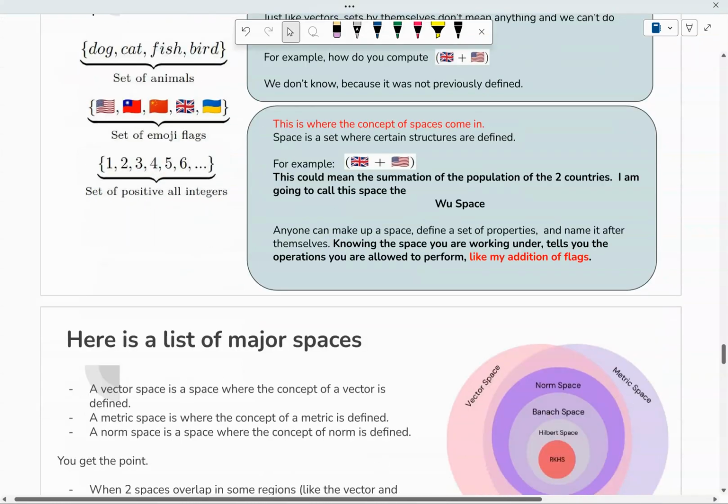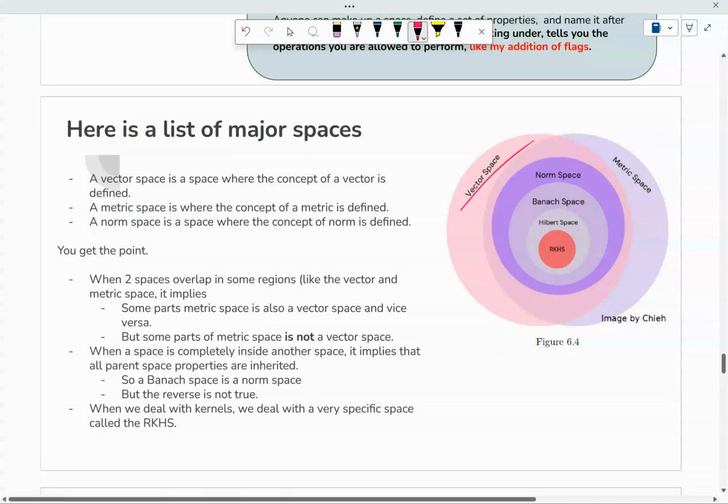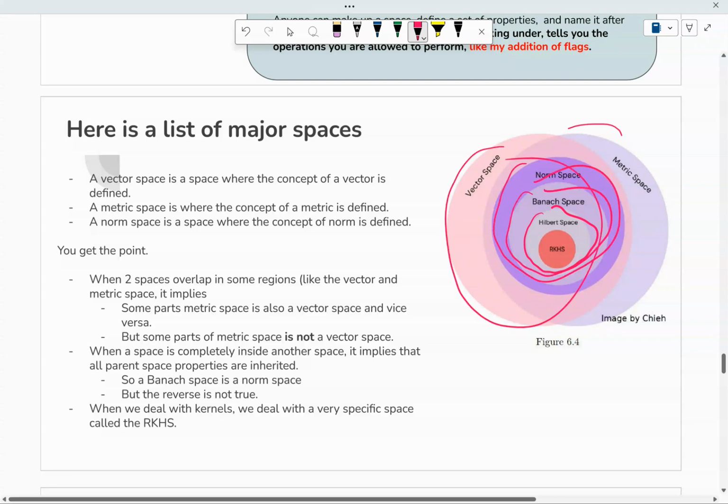So in mathematics, we have lots of spaces. Vector space, right? When you deal with vectors, you're assuming it's in a vector space, and therefore the additions and all that stuff work. Metric space, norm space, Banach space, Hilbert space, reproducing kernel Hilbert space. Spaces inside other spaces implies that all the properties of the larger space are inherited. Therefore, RKHS inherits all the Hilbert space properties, all the Banach space properties, all the norm space properties, all the vector space, all the metric space properties.